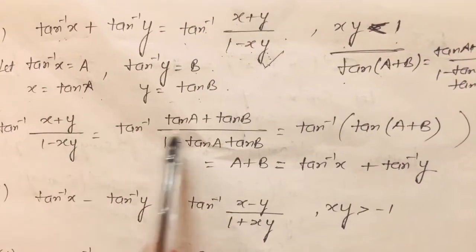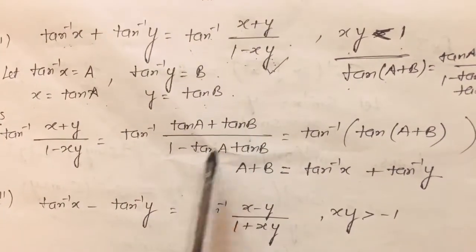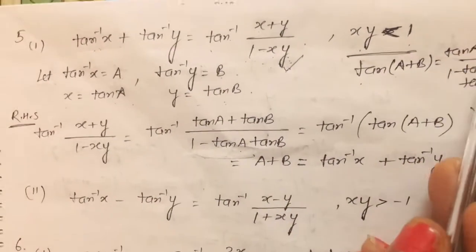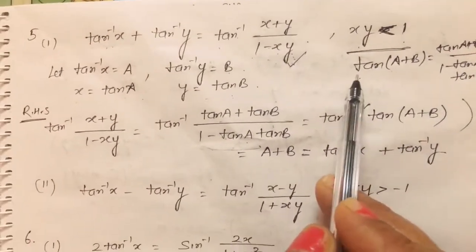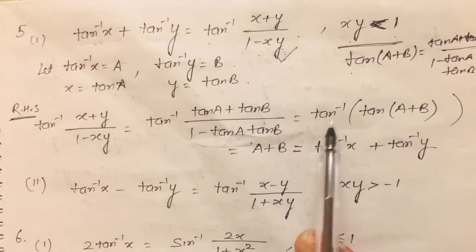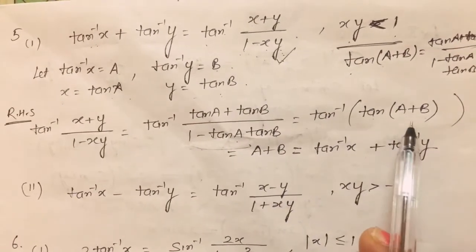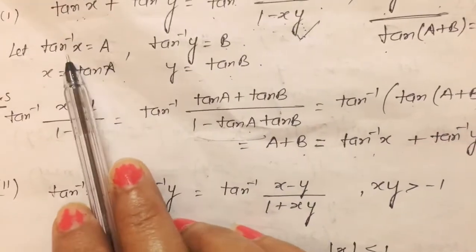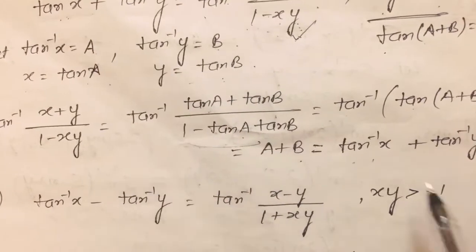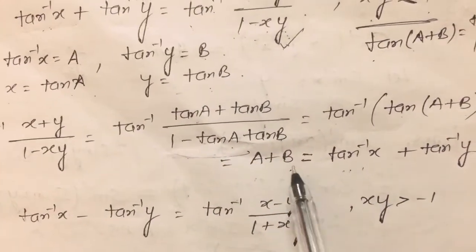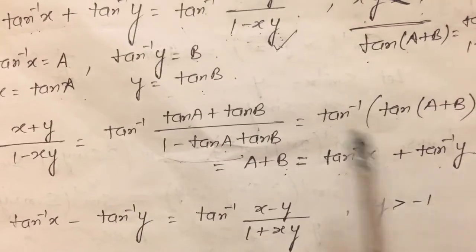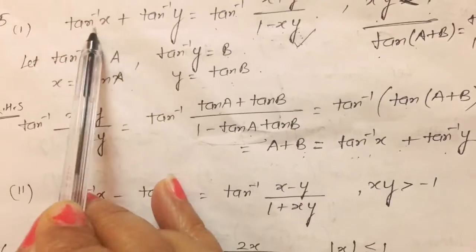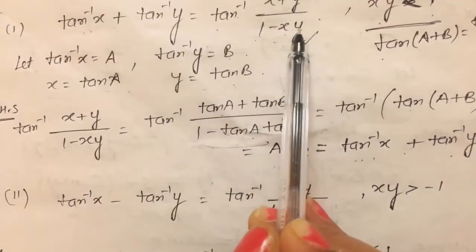So putting x equal to tangent a and y equal to tangent b, and the same here, tangent a tangent b. We know that the formula tangent a plus tangent b upon 1 minus tangent a tangent b is equal to tangent of a plus b. So tangent inverse cancels with tangent, then it will be a plus b, and we have taken a as tangent inverse x and b as tangent inverse y. So a is tangent inverse x and b is tangent inverse y. So the right-hand side is equal to the left-hand side. So tangent inverse x plus tangent inverse y is equal to this.